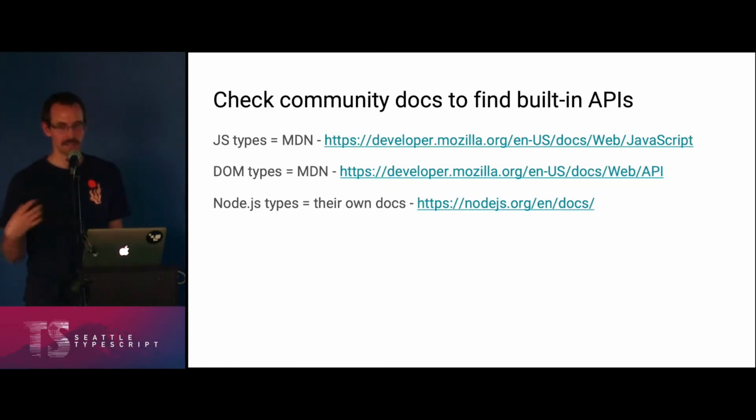These are all standards that they're implementing and providing types for. So you can just check community documentation to find the kind of types you need. So a lot of the time, I'll check MDN to figure out which HTML entity I'm trying to dig up, like the text node is a weird one. Node.js has their own docs. MDN is just the best for all JS language types and the DOM built-in types.